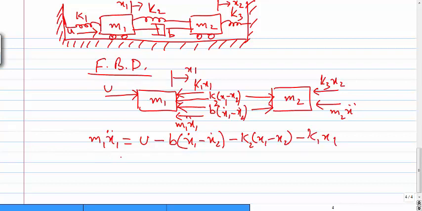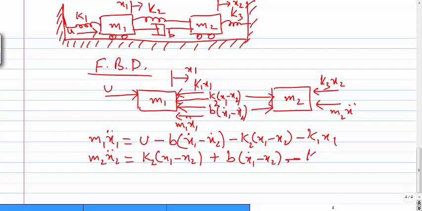The second one is m2 x2 double dot is equal to, is there any applied force for this system? No, there's no applied force, but these forces become applied. So what applied force? First one is K2 (x1 minus x2) plus second one is b times (x1 dot minus x2 dot). And we have opposing force, that is k3 x2. So these are the equations that you can get for this system.